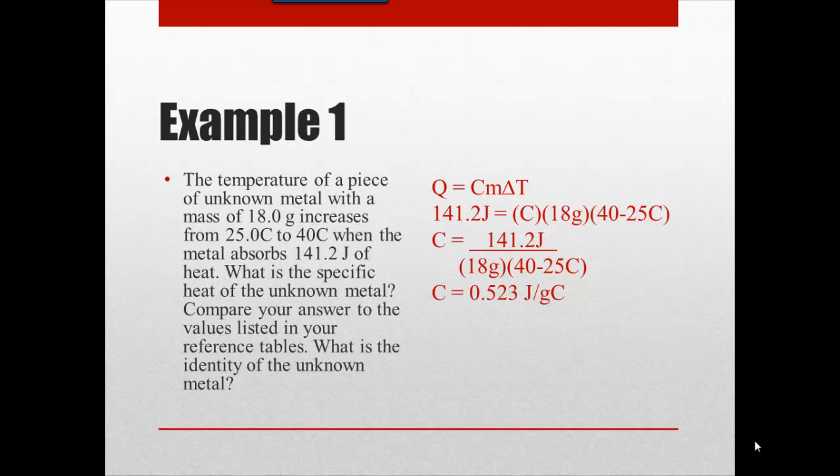Now if you look in your reference tables, you'll find that there is a value very similar to this, and that identifies this metal as titanium. So we can use data collected in a calorimetry experiment to identify an unknown. Here's another example.